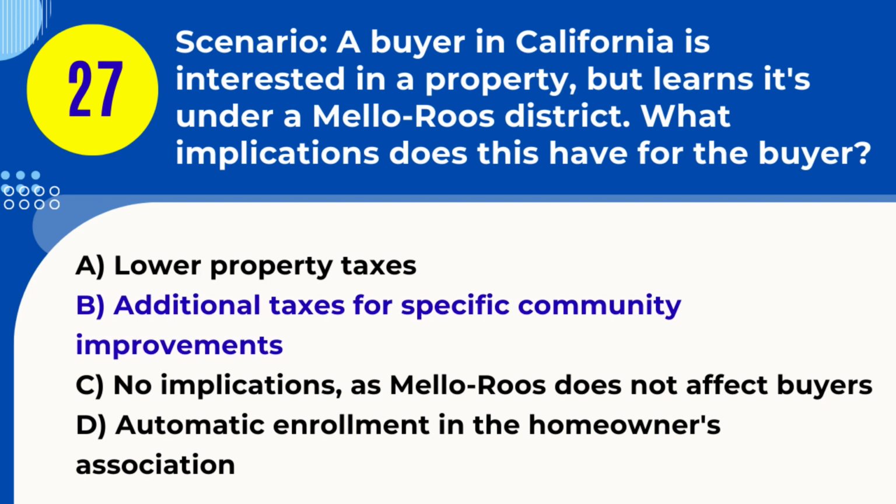Answer: B. Additional taxes for specific community improvements. Explanation: If a property is in a Mello-Roos district in California, the buyer should be aware that they will be subject to additional taxes used to finance specific community improvements, such as schools, parks, and infrastructure.